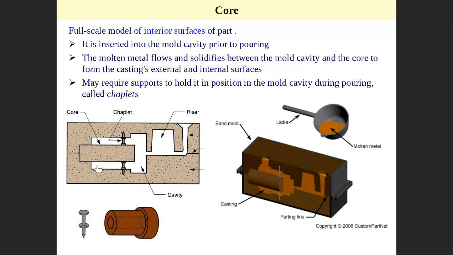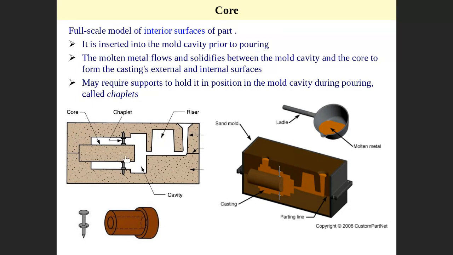This is the cope. This is the drag. This is now the cope, with no upper and lower anymore. This is the cope and this is the drag. We assemble the cope and drag and we put the core inside. Why do we put the core?